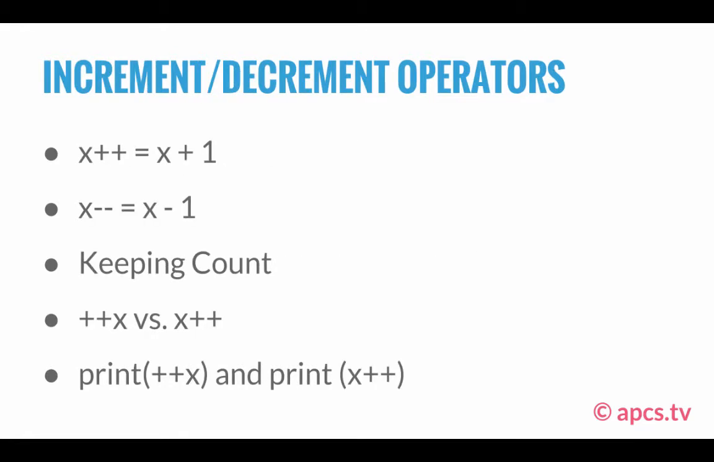Now let's take a look at the increment and decrement operators. So the first increment operator is plus plus. So let's look at the example, x plus plus. Now that's the same statement as x plus 1. Similarly, the decrement operator is minus minus. So x minus minus, that's literally the same thing as x minus 1.